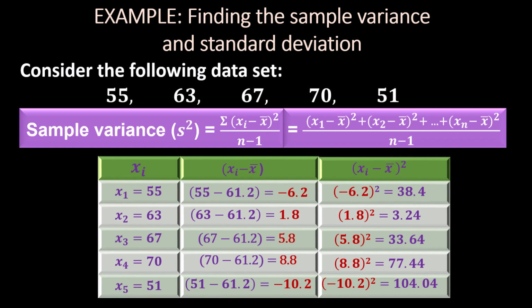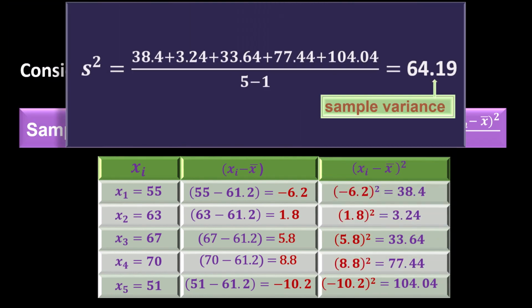Then how do we find the sample variance? Go back to the formula, that is the sum of the squares of the deviations, right? You see the first one 38.4, second one 3.24, similarly the last one 104.04. So add them together and divide by n minus 1. N is the number of data, that is 5 here. So divided by 5 minus 1, that is 64.19. That is the sample variance.